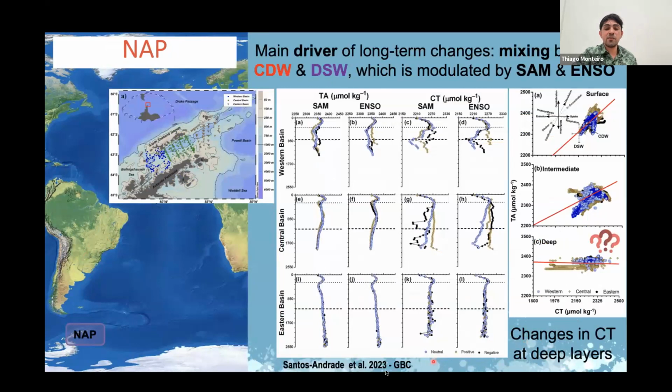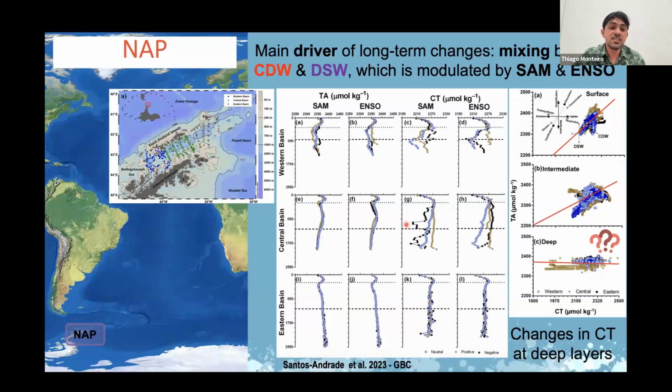Okay, let's talk about the Antarctica. So this study was carried out by Mauricio Santos Andrade, a very new, recent paper, and we explored the long-term variability, the decadal variability, of the carbonate system in the northern Antarctic Peninsula here.